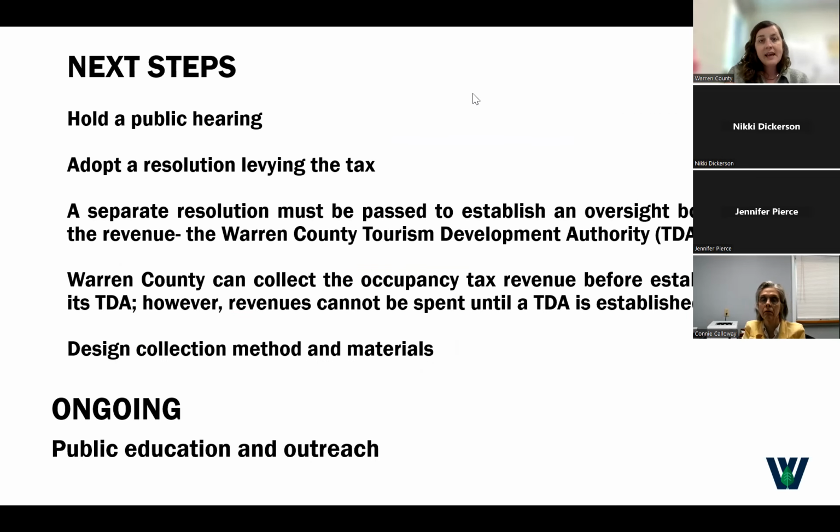So what are the next steps? We have presented this and discussed this in front of our Board of Commissioners multiple times. Our next step is to hold a public hearing. This video is being recorded in advance of our June 3rd, 2024 public hearing, in case someone's watching this after the fact for posterity's sake. That public hearing will be coming up at 6 p.m. on June 3rd at the Armory Civic Center.